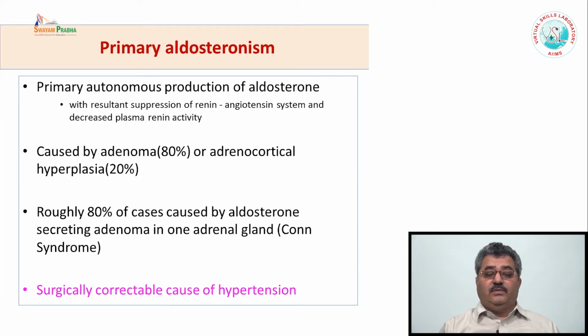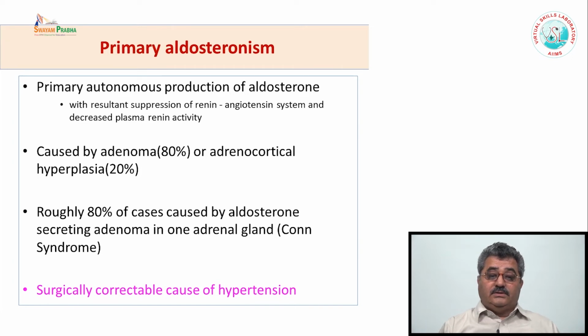Adenoma is actually more common than the hyperplasia of the glomerulosa, which is the small nest of cells just beneath the capsule of the gland. Aldosterone levels are raised, which causes the suppression of the renin-angiotensin system and decreases the plasma renin activity. In a majority of the cases, as I mentioned, it is the adenoma, 80% of the cases, and less than 20% of the cases, there may be hyperplasia of the glomerulosa.